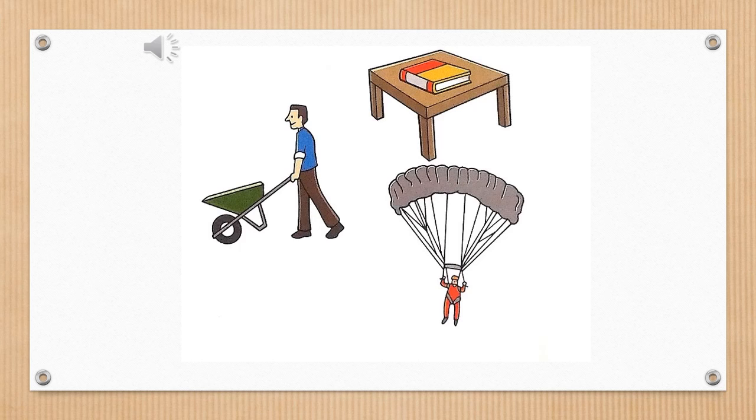Third one, a parachute is moving. Means what? Is any work done? Yes, because there is a movement. It is easy, no?